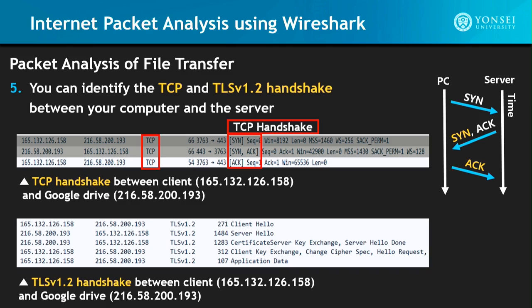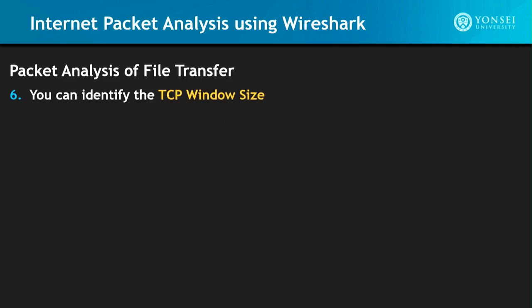In addition, you can look at the TLS handshake, which is included in here, where you see the TLS version 1.2 indicated. In addition, the handshake information shows up in this red box at the bottom.